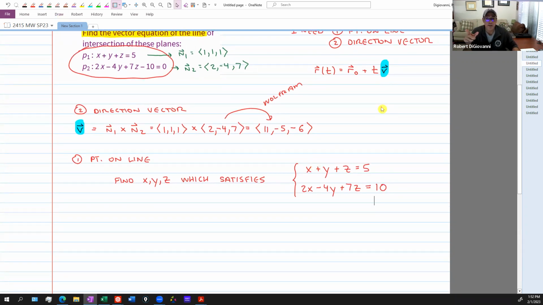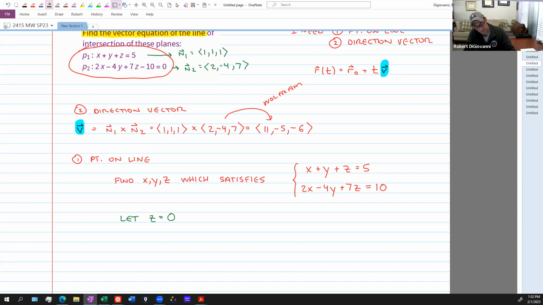But I already know that there's an infinite number of answers, because it's a line, so it has an infinite number of points on it. I just need to find one of them. You have a lot of freedom here. I'm going to let z be 0. I'm going to force one coordinate of my point to be 0, and hope that I can solve what remains.